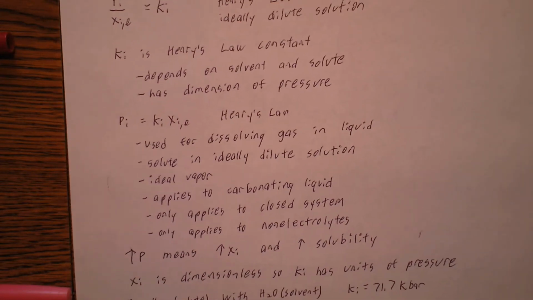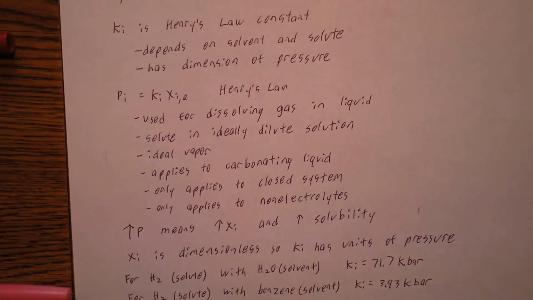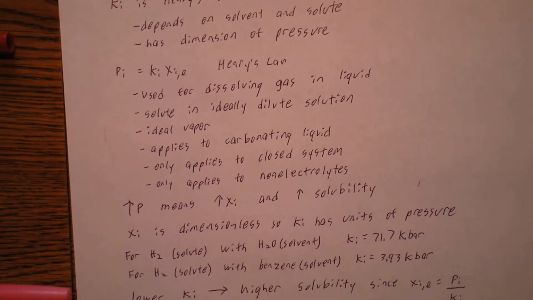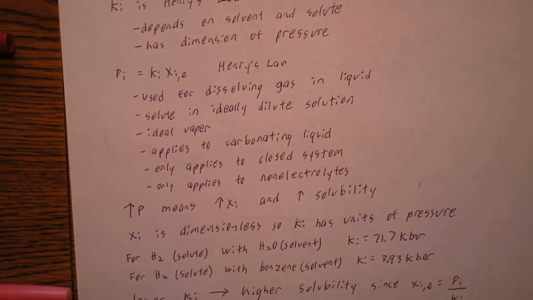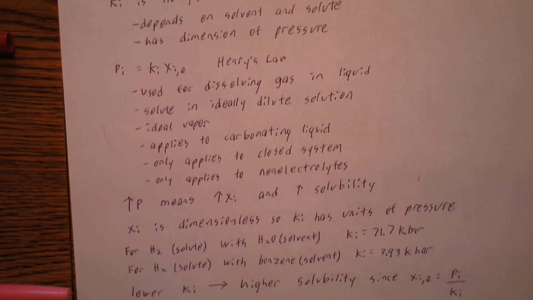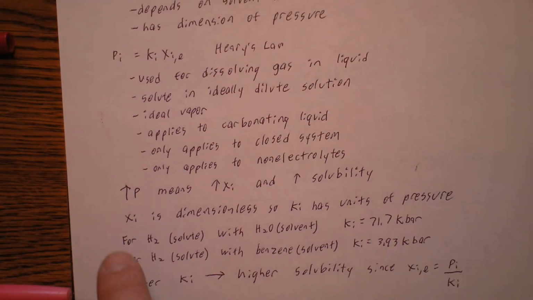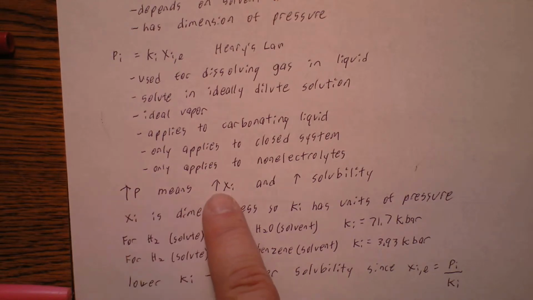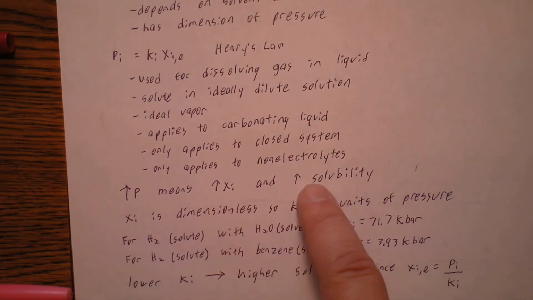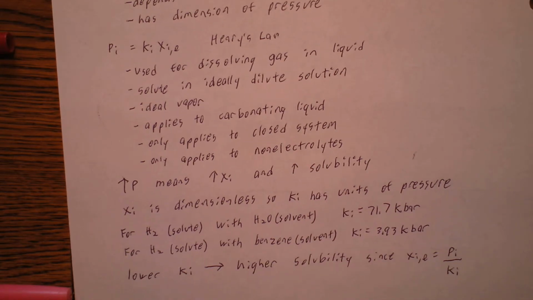Now this is good because you can use this formula when you want to dissolve a gas in a liquid. Remember, though, we assume the solute is in an ideally dilute solution and that we have an ideal vapor, but we can kind of use it for carbonating a liquid, which is a little more complicated than ideal anyway. Now this only applies to closed systems because of the partial pressure thing. And of course, like I mentioned before, it only applies to non-electrolytes because you don't have electrolytes in an ideally dilute solution. Now if you look at the algebra, you'll notice that as pressure increases, the mole fraction is going to increase, and therefore the solubility is increasing.